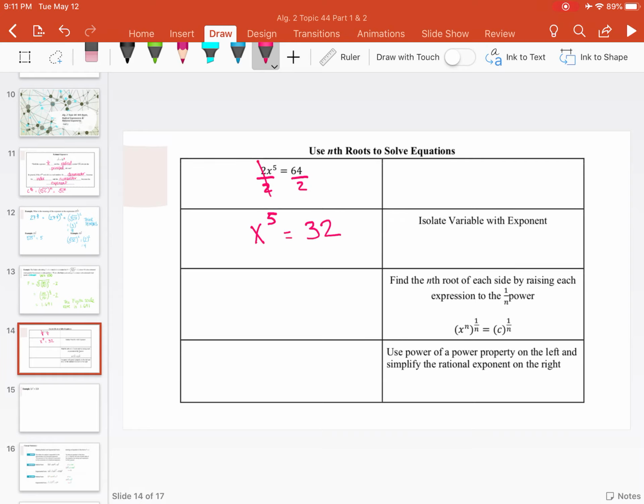Now this x to the 5th, in order to get rid of this 5th power, we can raise both sides to the 1/5 power. That will cancel out my exponents, and I'll just be left with x. So what is 32 to the 1/5 power? This will give us 2.